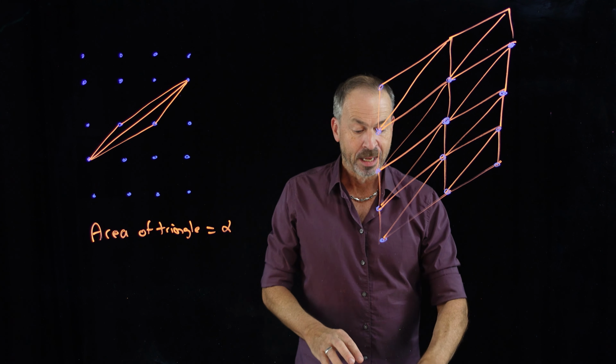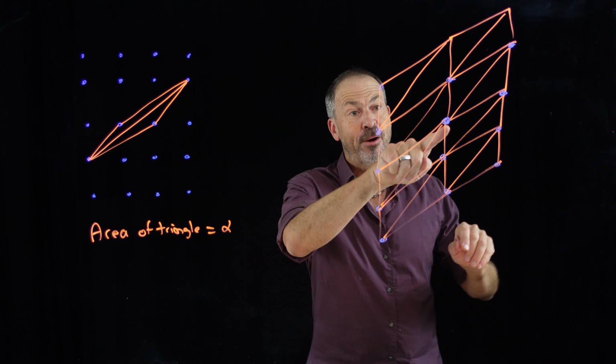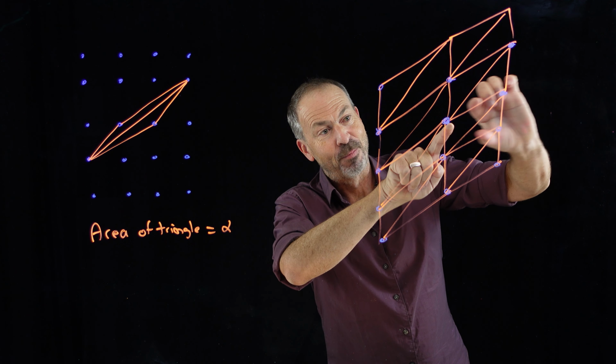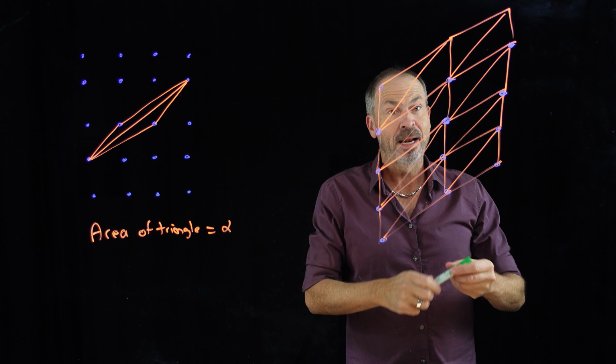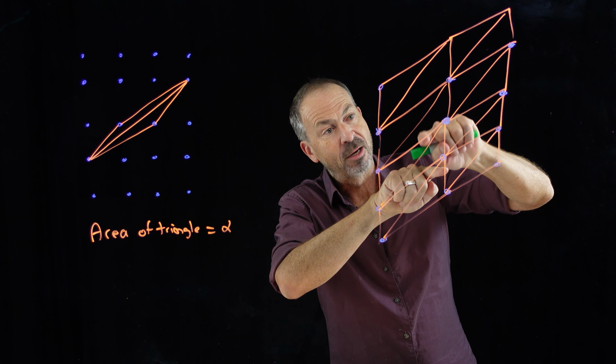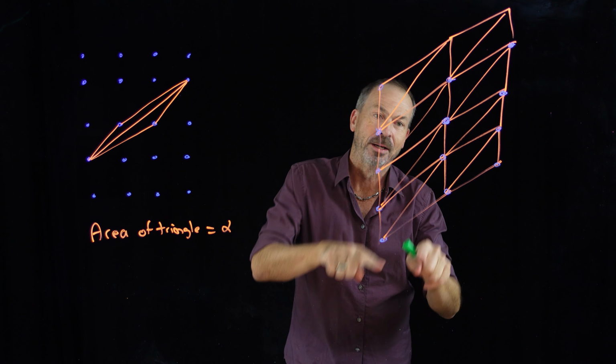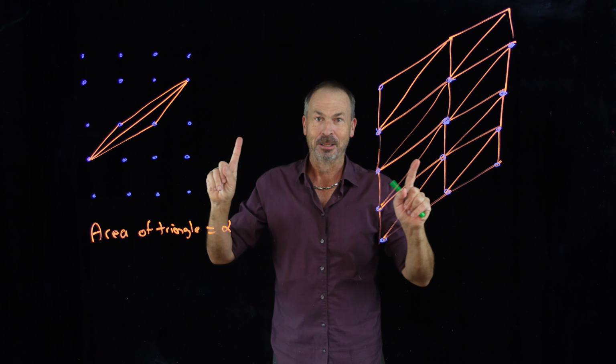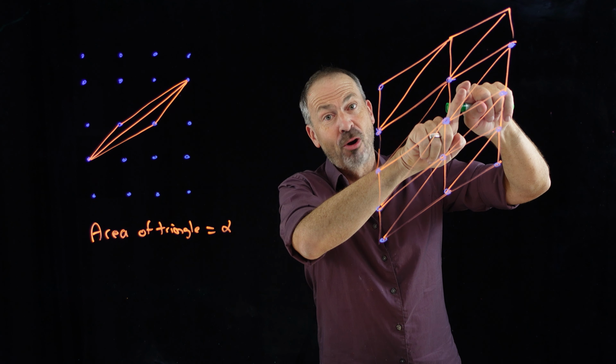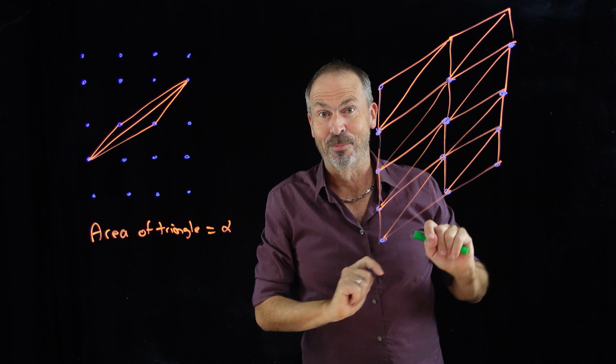What do we notice here? I do notice some things. I do notice that every grid point was definitely covered by 4 parallelograms, which means it's actually covered by 6 triangles. 6 triangles cover each grid point. Also, every triangle is associated with 3 grid points.